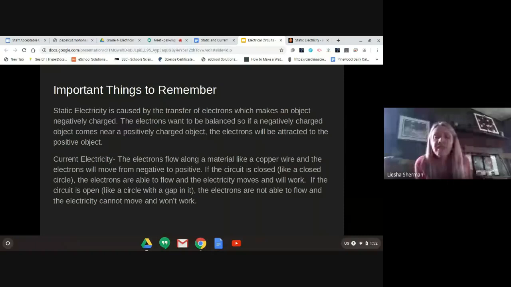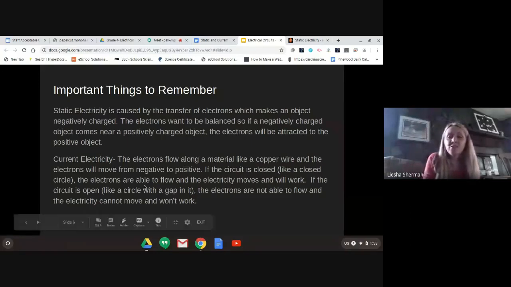Current electricity also involves electrons, and the electrons flow along a material like a copper wire, and the electrons will move from negative to positive. If the circuit is closed, like a closed circle, the electrons are able to flow and the electricity moves and it works. If the circuit is open, like a circle with a gap in it, the electrons are not able to flow and the electricity cannot move and won't work. And when we start building circuits next week, this is going to be a really important thing to remember.